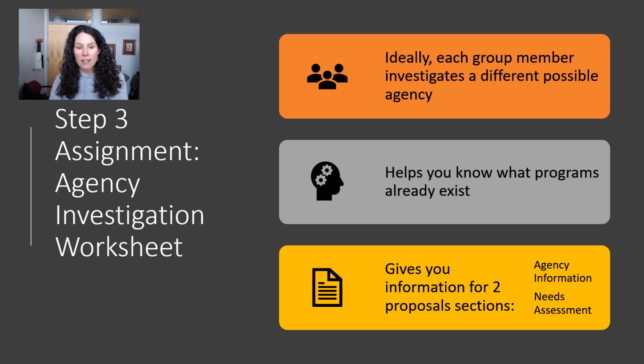The other reason is that if you are, for example, in your group, if many of you are from the same community, say local to Fort Collins, it helps you get a sense of what agencies and programs serving your population and your problem exist here in our community. And you're going to need that for 2 sections of the proposal, the agency information section and the needs assessment section. You're going to be having to demonstrate that you're not creating something or asking for funding for something that already exists, because funders don't want to do that. They want to fill a gap.